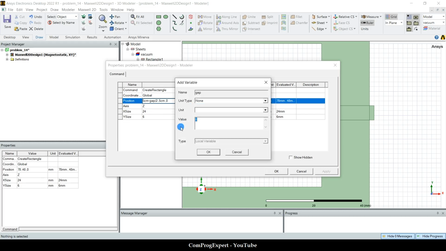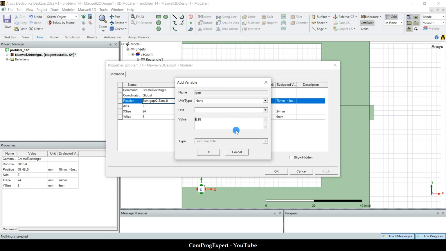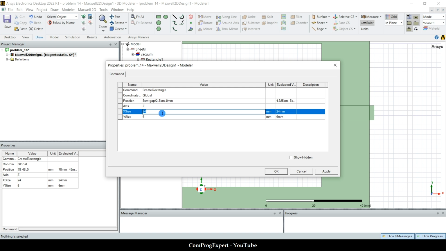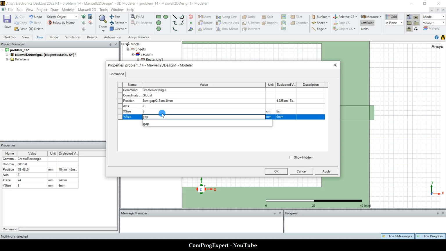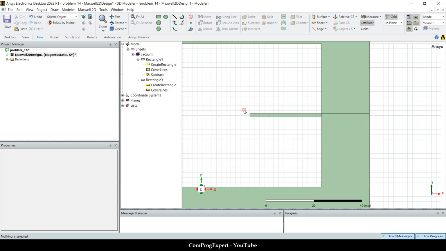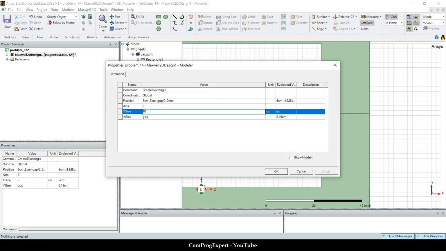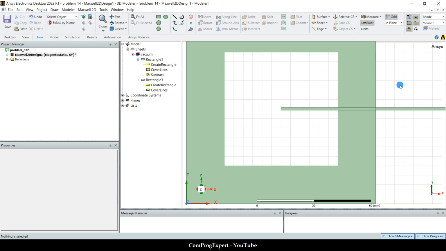What is the value of the gap? 0.15 centimeter. Here, this is the air gap thickness. And the x size, consider 5. Y size is the gap. So, excuse me, I should cut this, paste this here. Okay, we can consider a higher number here just to subtract it from the core.